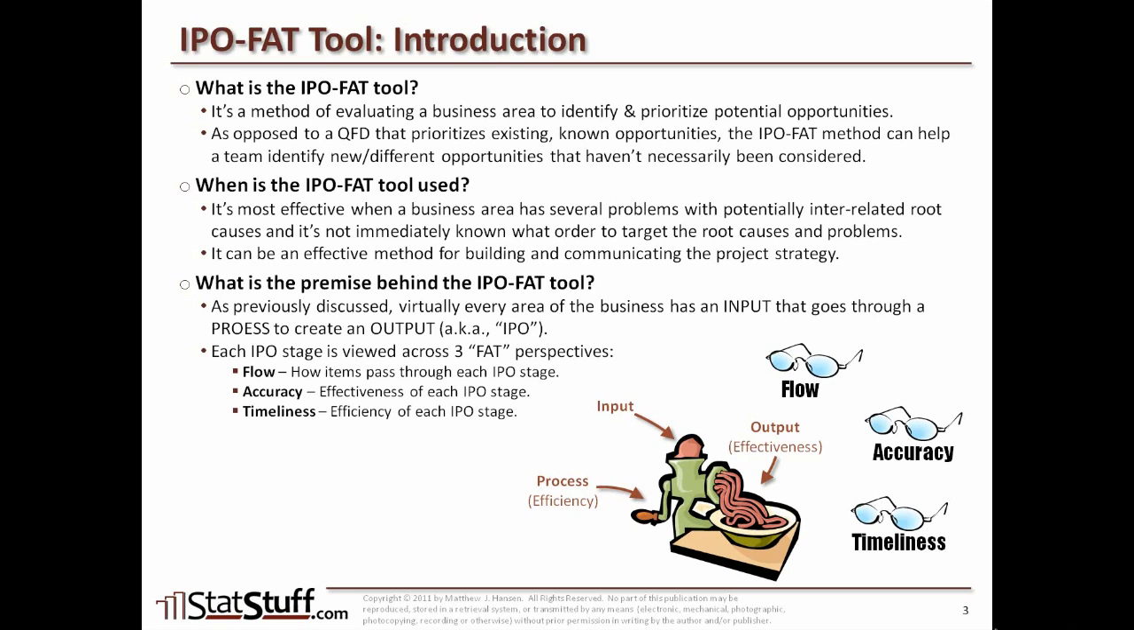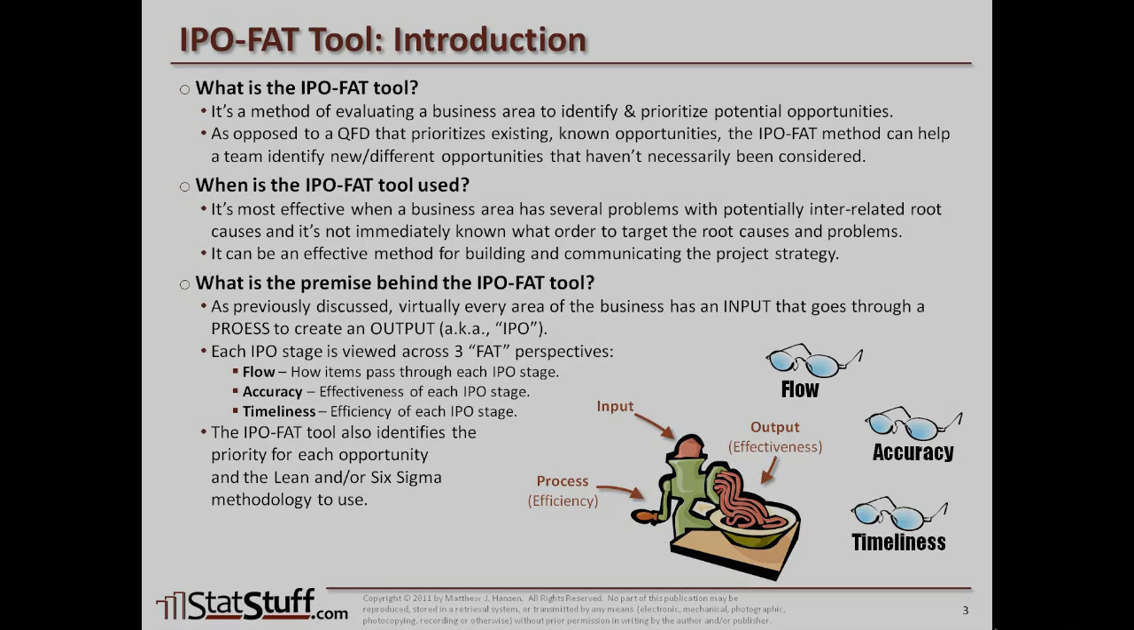So you think of it in terms of like glasses. You're putting on three different sets of glasses, and each of those looking at the input, process, and output from those different perspectives. So the IPO-FAT tool also identifies the priority or potential suggested priority for when you identify these opportunities, how you might order those. And it also has a suggestion for what type of methodology you might use, whether it's lean sets of tools or Six Sigma sets of tools or methods, or maybe a combination of both.